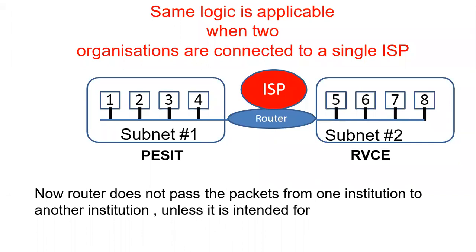Now the same solution is useful for an organization that is connected. Say you have 2 branches that are connected to an internet service provider. So that has to go through a router. Only the packets that this organization requires are routed here, and not to every other organization.